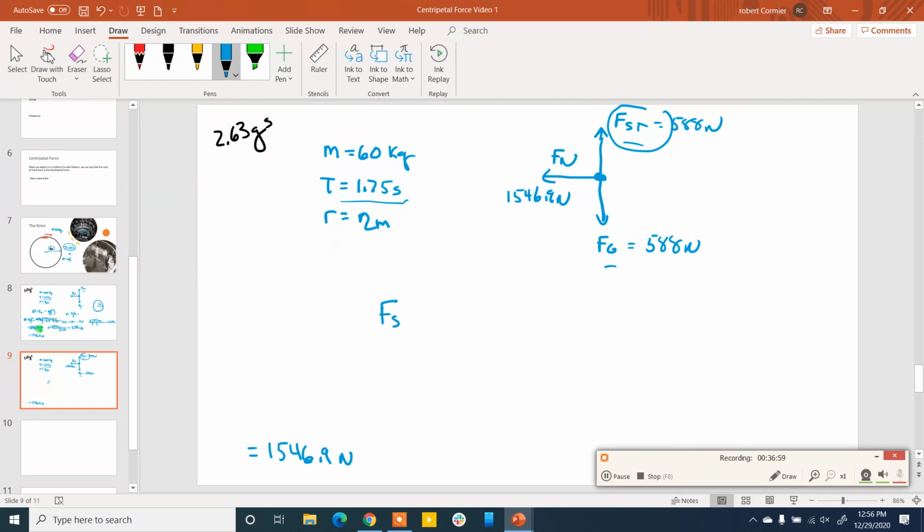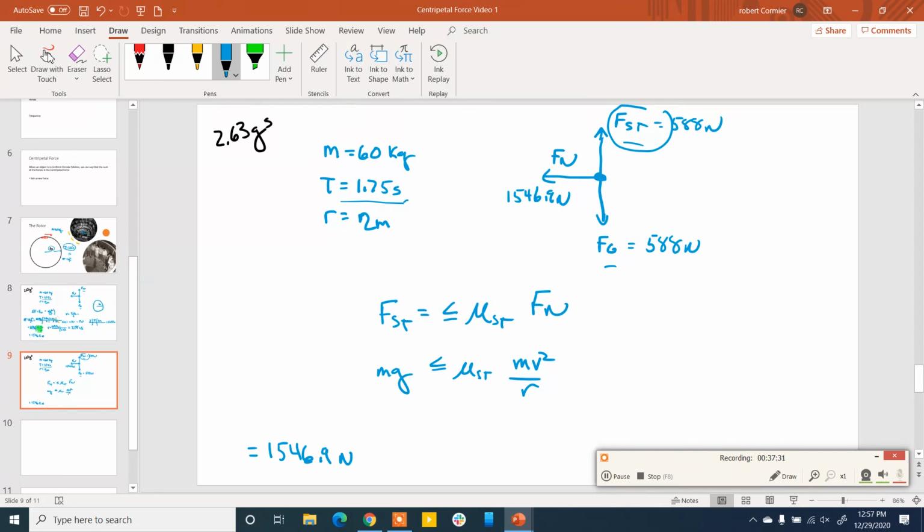So what else do I know? I know static friction is less than or equal to the coefficient of static friction times the normal force. So we can look at this now. We could say, okay, the static friction is 588, or it equals mg. And I don't know mu, but I do know the normal force. The normal force equals the sum of the forces, so that equals mv squared over r.